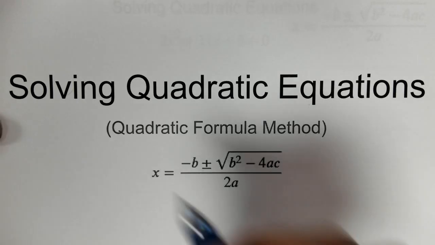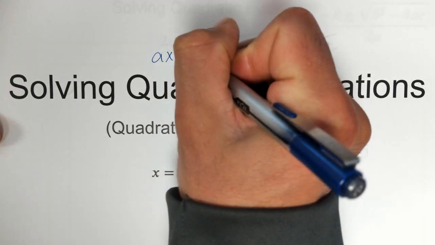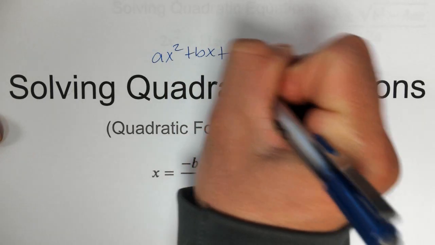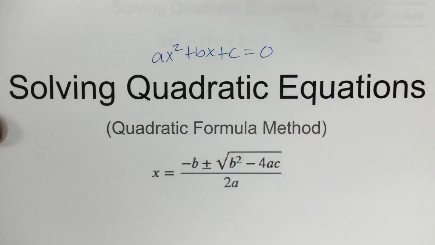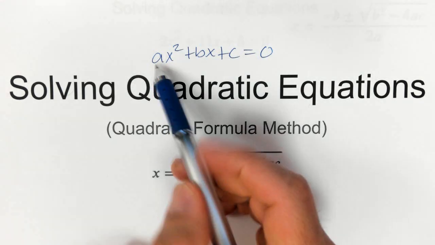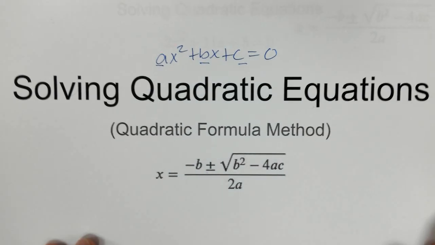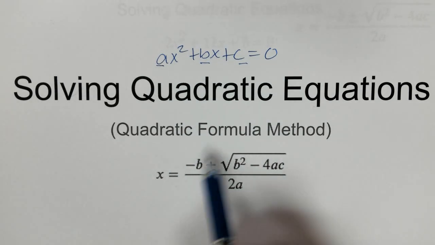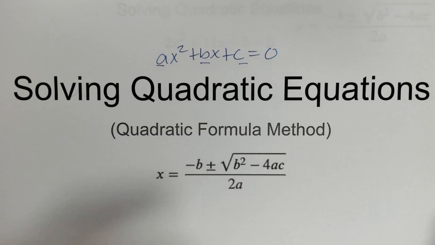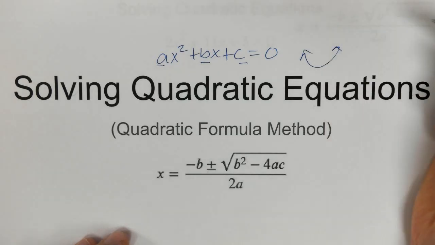So if you have a quadratic that is in this notation, where A, B, and C are all on the same side, you're going to be able to plug in the values for A, B, and C, right? You're going to take those coefficients, plug them in here, and by doing some PEMDAS, right, simplifying, you're going to be able to find the solutions for any quadratic equation.